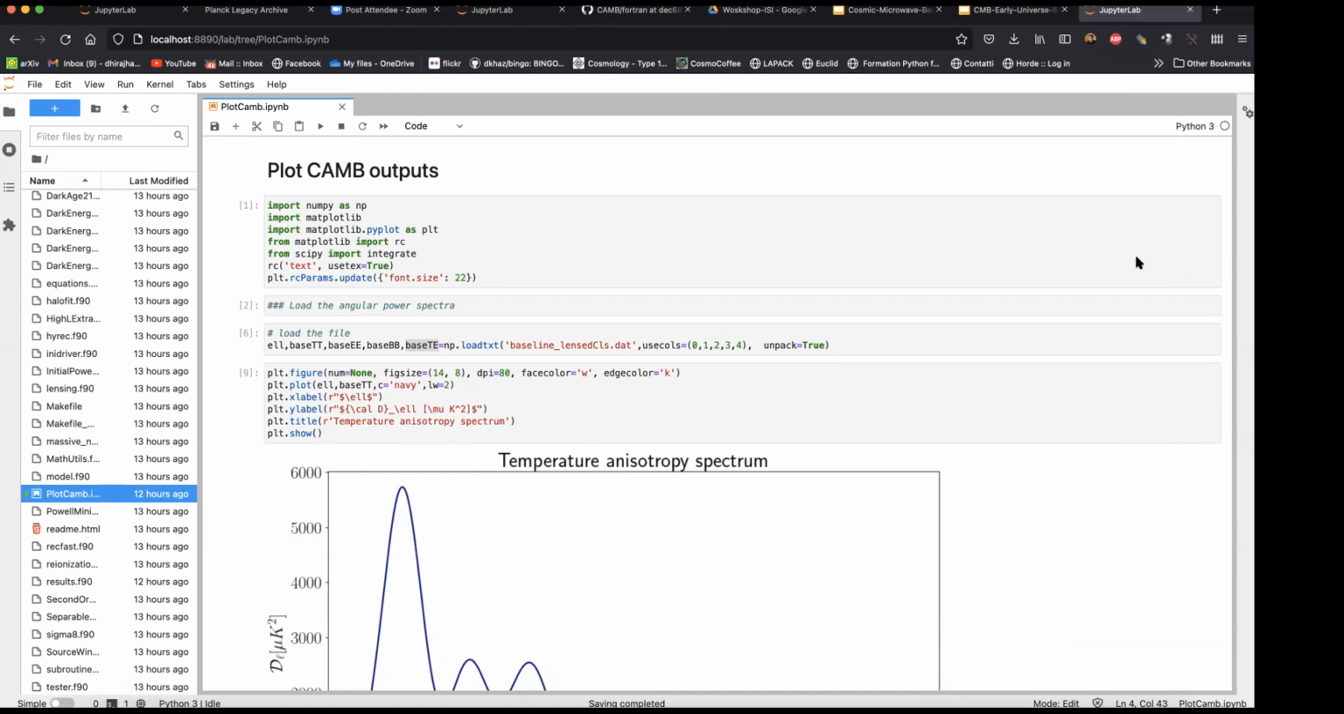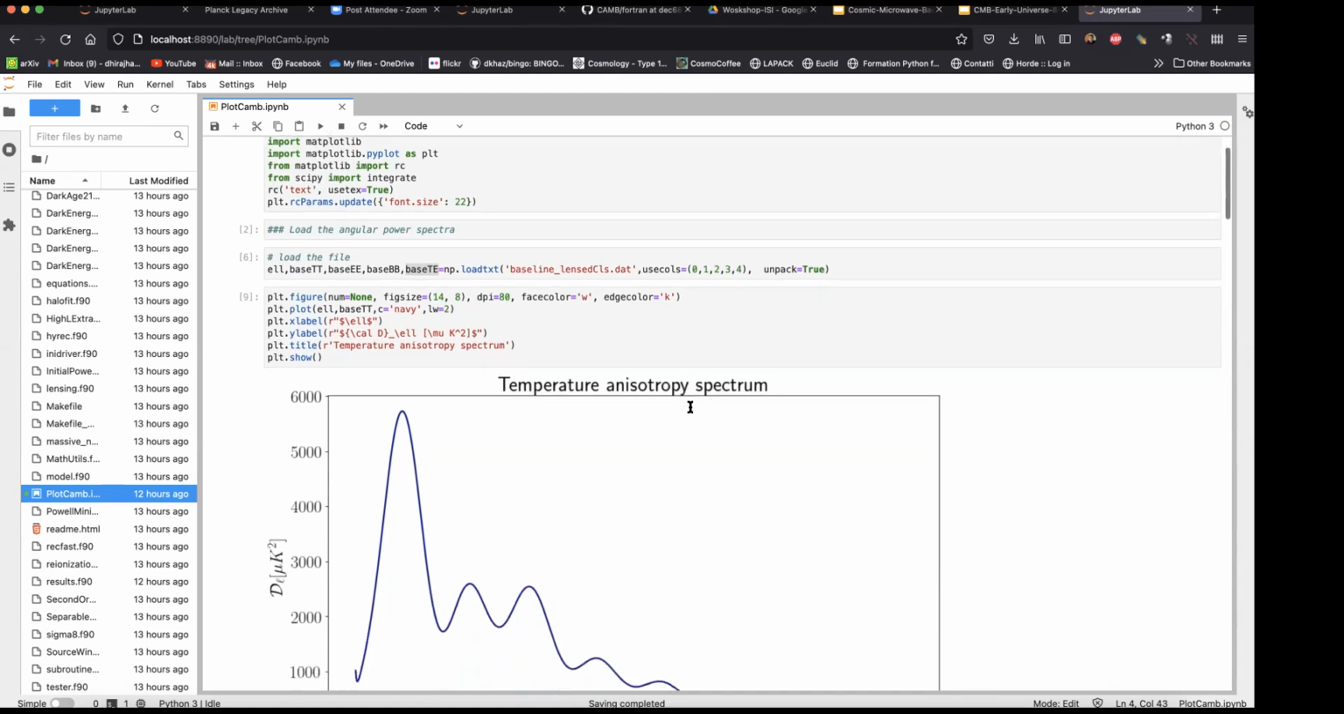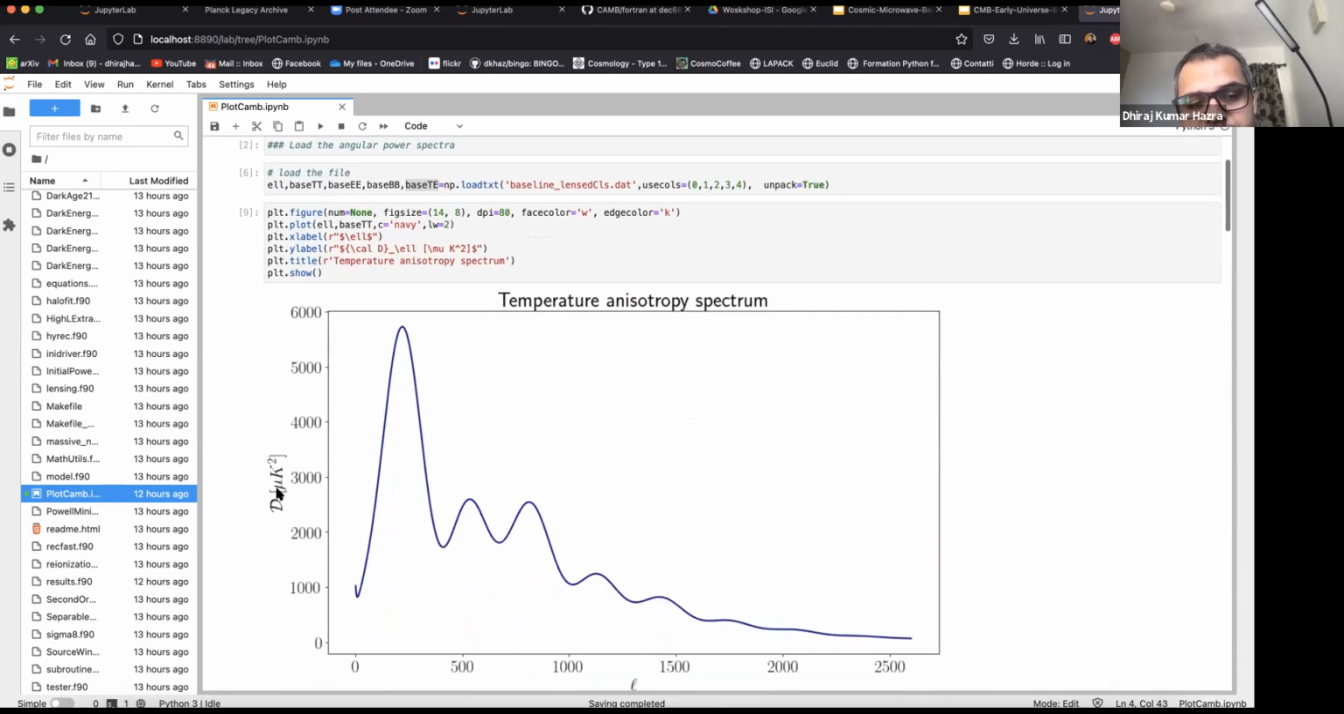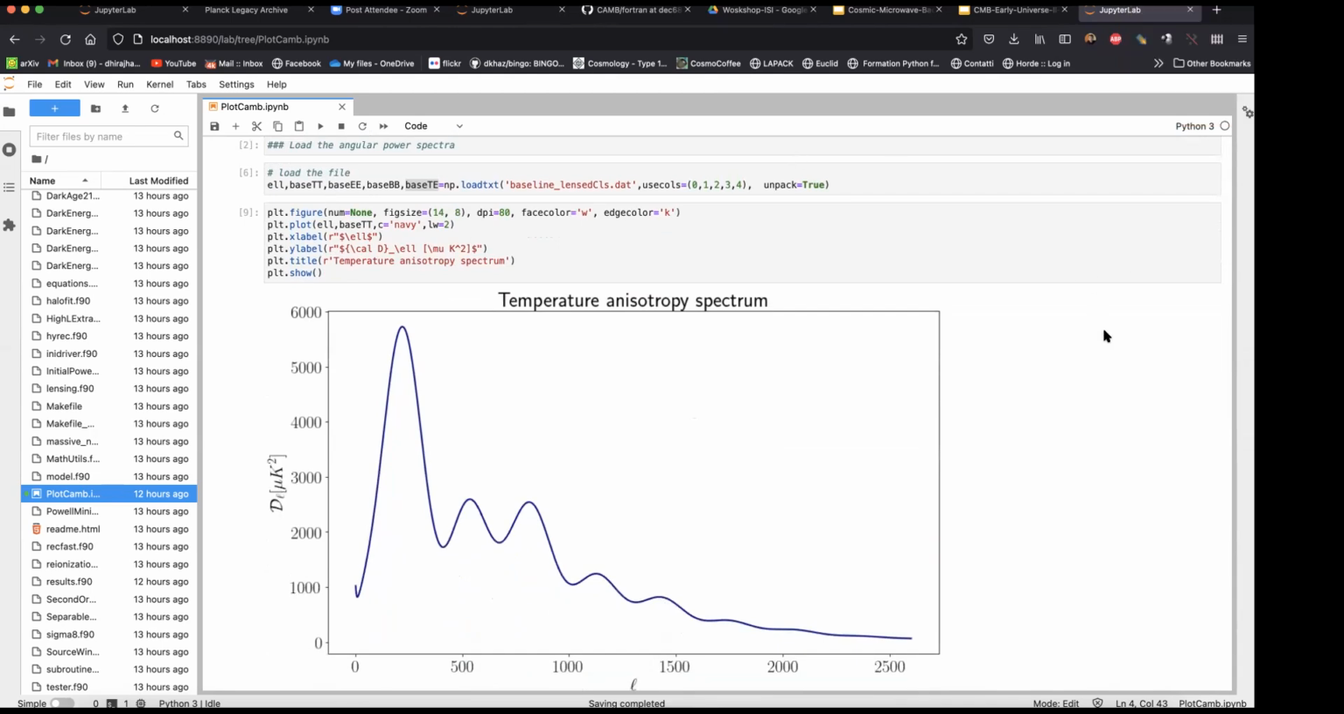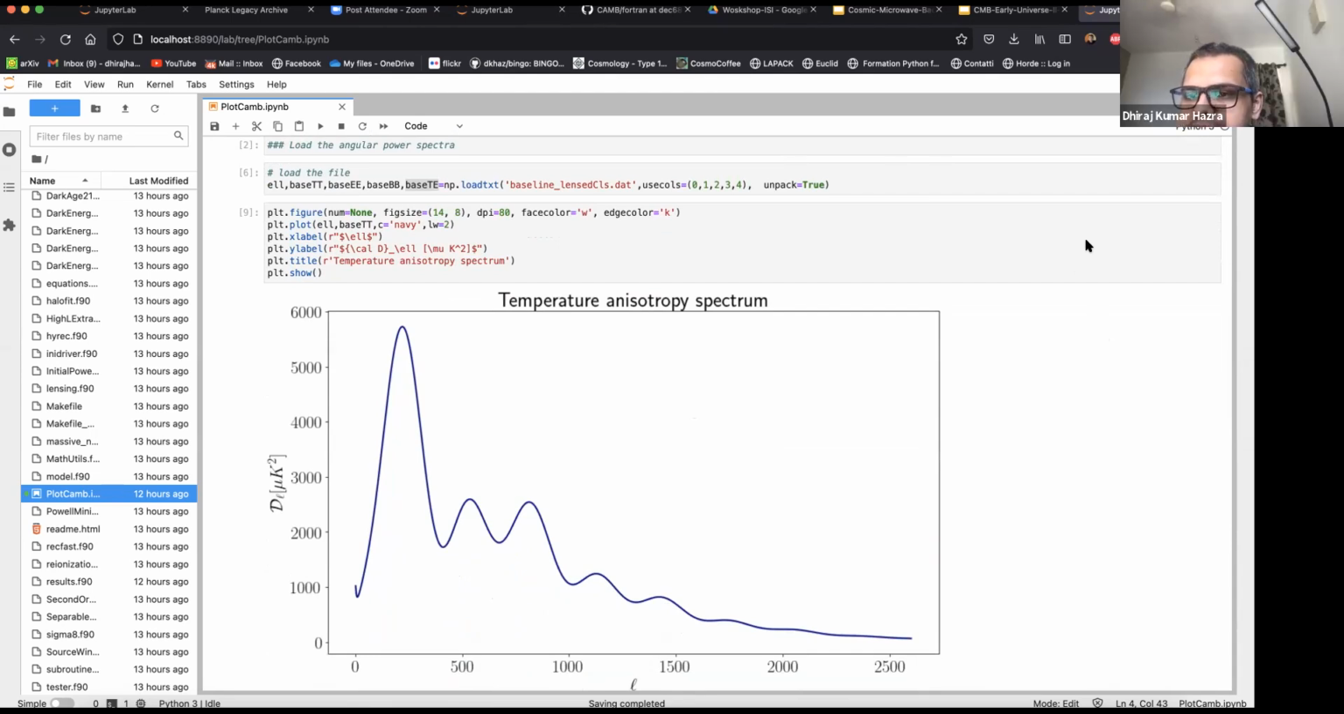Sir, this base TT is basically L into L plus 1 CLTT by 2 pi. Exactly, this is the definition of DL. Actually, everybody until Planck used to write L into L plus 1 CL by 2 pi in microkelvin squared, so whenever I was writing a paper, I was also doing that. Then Planck found this way of DL, and everybody wondered why people hadn't done it earlier. It is just a redefinition of parameters, right? Okay, good, Vaswati, this is what I wanted.